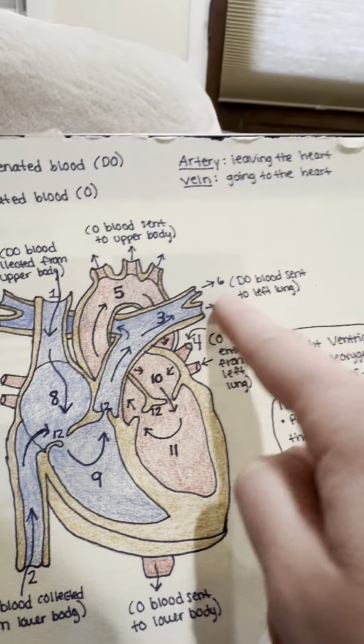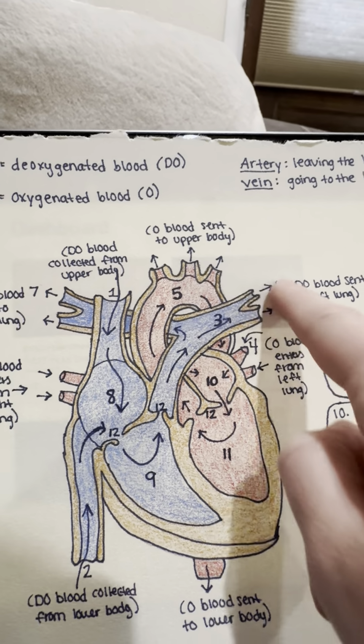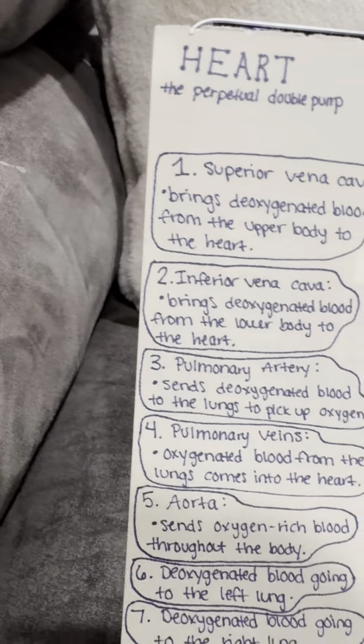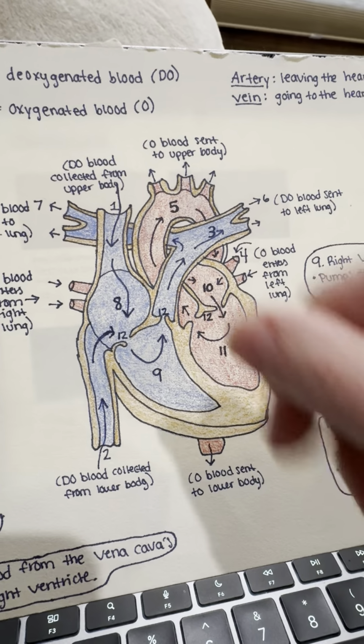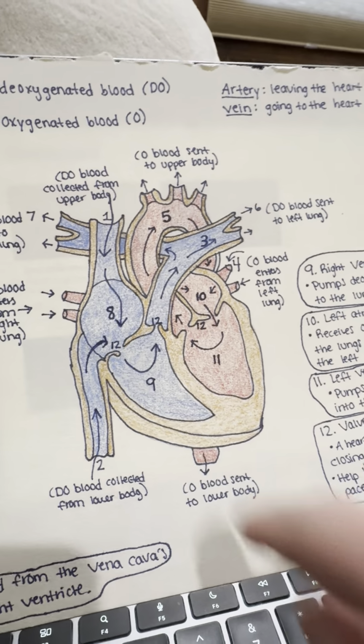6 is just saying that this is deoxygenated blood, just recognizing that, going to the left lung. 7 is it's going to the right lung. 8 here is the right atrium, which receives the deoxygenated blood from the vena cava, pumps blood into the right ventricle.